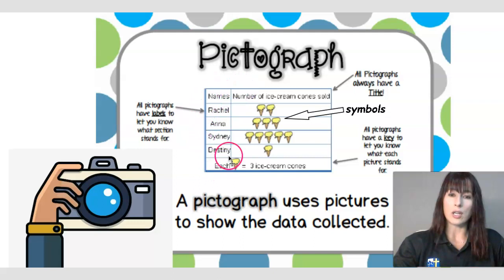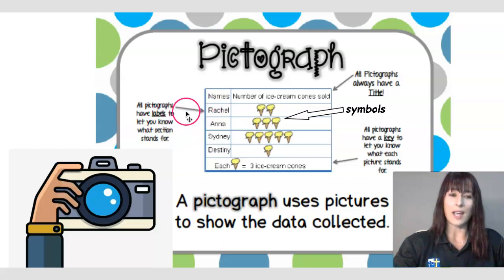Now, if you look here on the left side, here we have words, okay? Different categories. For example, in this case, we have Rachel, Anna, Sydney, and Destiny. These are girls that sold ice cream cones, okay? So these words that you'll find on this left side, we call those labels, okay? And I know that sounds familiar too. I'm making a connection to reading class. Yes, in diagrams, we also had labels, right?